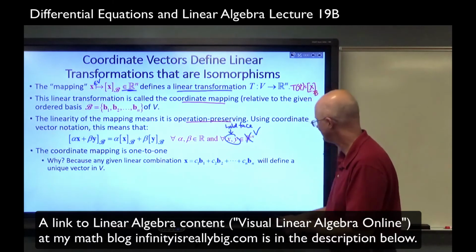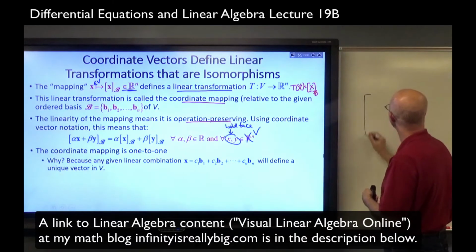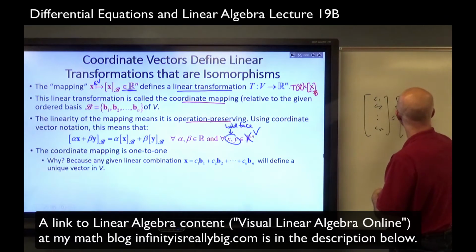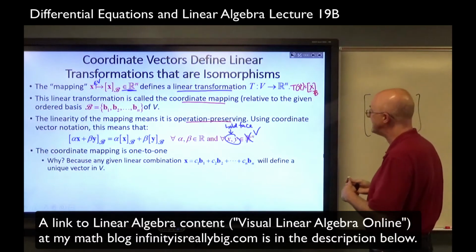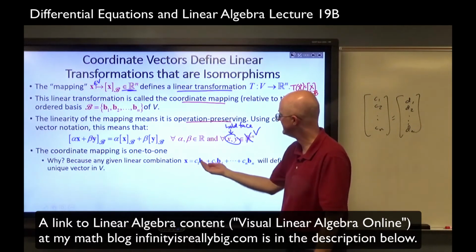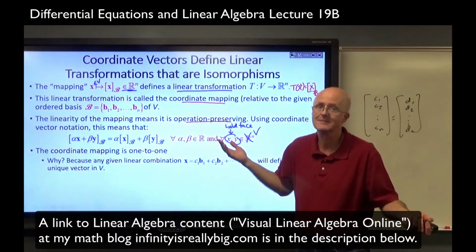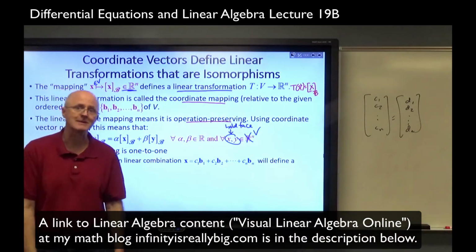If I've got two coordinate vectors that are the same as column vectors, you could call them C1, C2 through Cn equals D1, D2 through Dn. Then that's going to mean C1 equals D1, C2 equals D2, C3 equals D3, etc. And that's going to mean that the vector that you make from those weights, in both cases, looks like this, either with the C's or with the D's, and it's going to be the same vector, x. The linear combination will be the same. Okay?